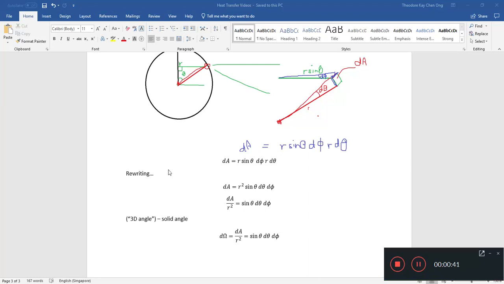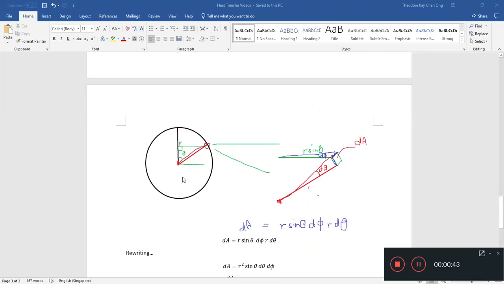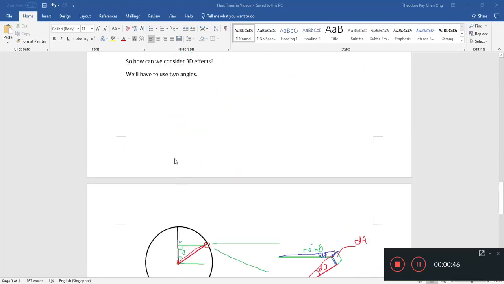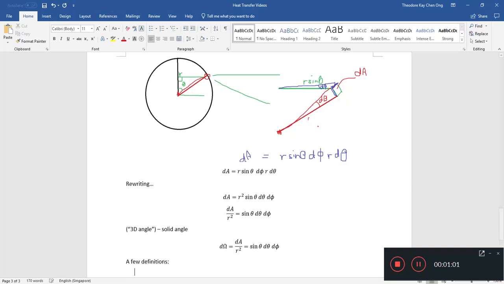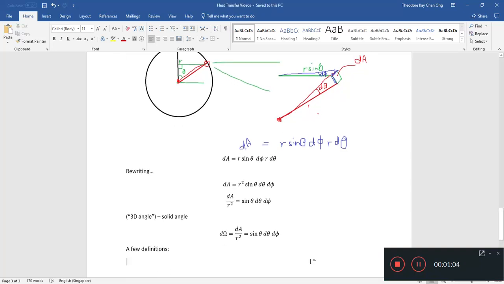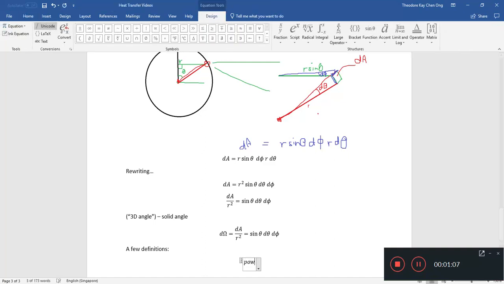So that's the idea. So how can we come up with a general relation for how, let's say, power or the heat flux varies with respect to this angle? Okay, let's start with a few definitions first. So we have something called power emissivity, or rather the correct name is total emissive power. Total emissive power.